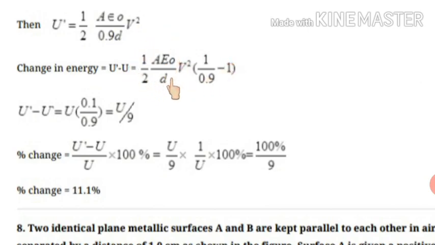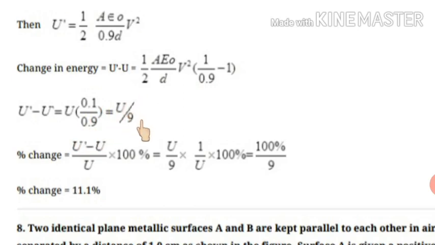So now this could be replaced by, what is this? Half CV square only. And what is half CV square? It is U. So in place of this, we have written U. And when we solve it, finally we have 0.1 upon 0.9. When we remove the decimal, we have U upon 9.